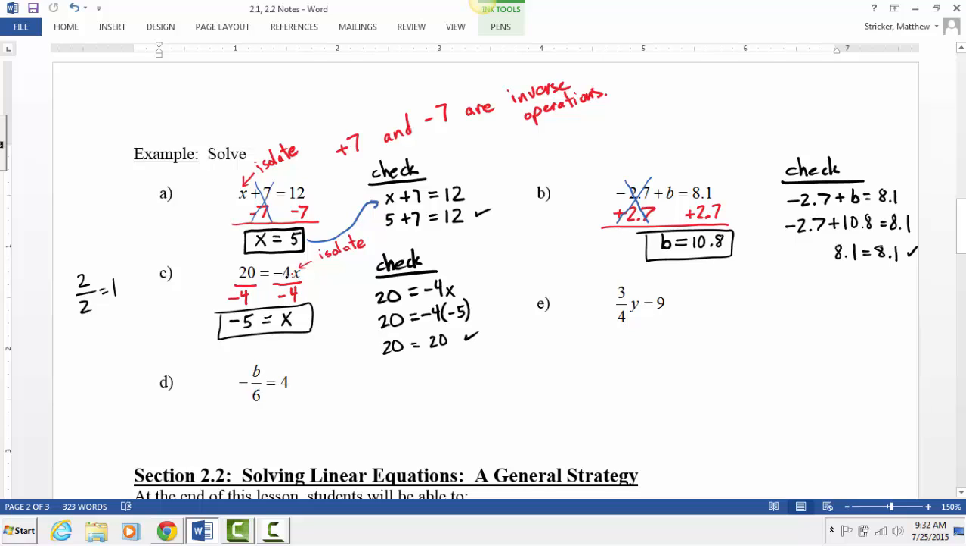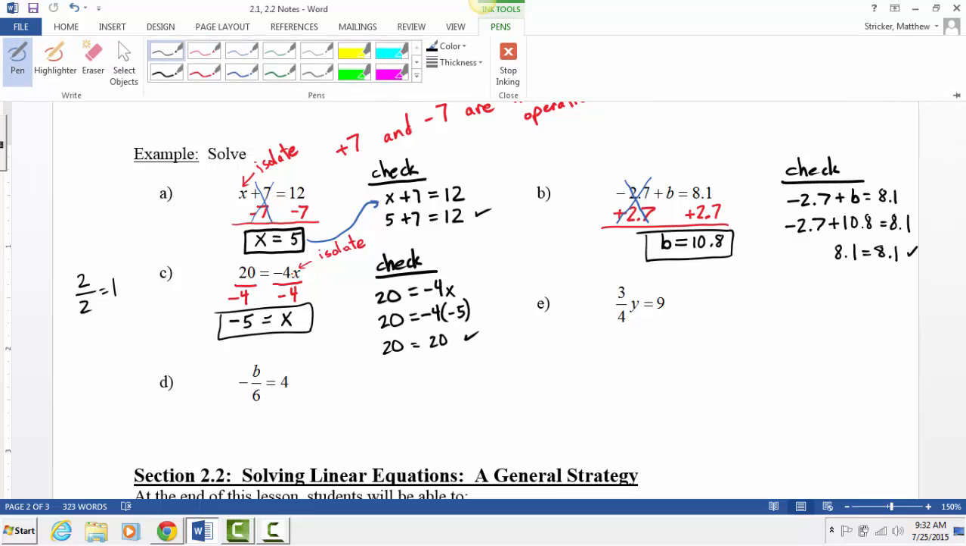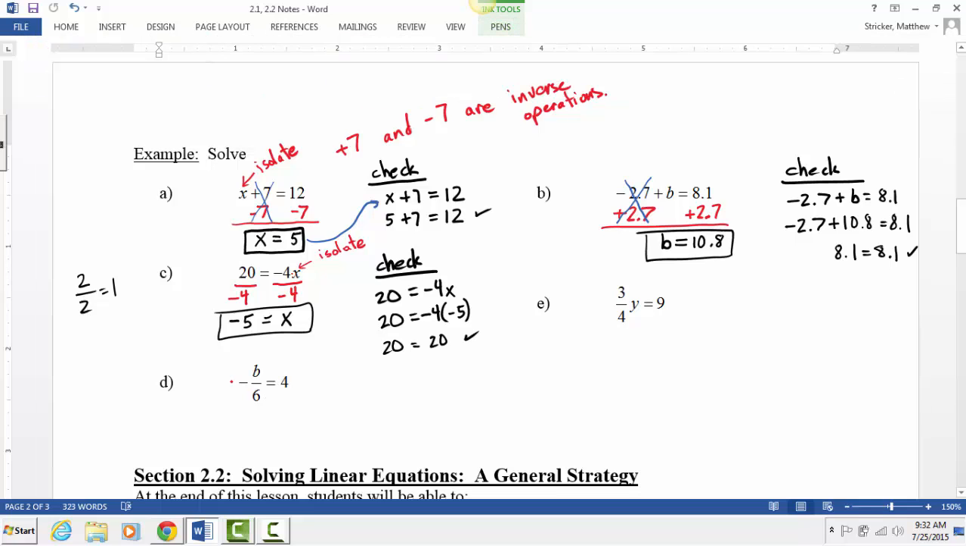We had 4 times x. Well, we divided by that negative 4. Here we're dividing by 6. We need to multiply by 6. So let's go ahead and do that. Let's multiply this side by 6, and then we have to multiply the other side by 6. Sometimes students like to write this, because it's a fraction, like to multiply it by 6 over 1. That's not necessary, but if that helps you, you can.